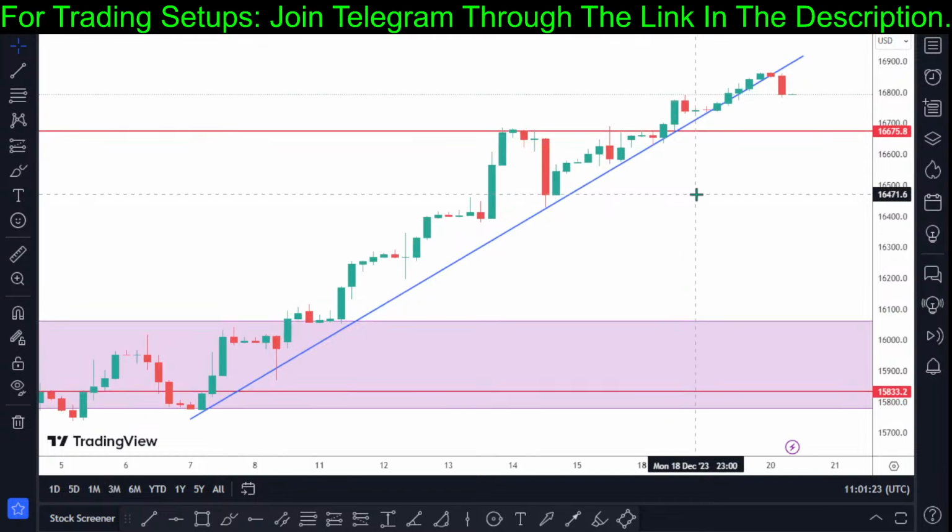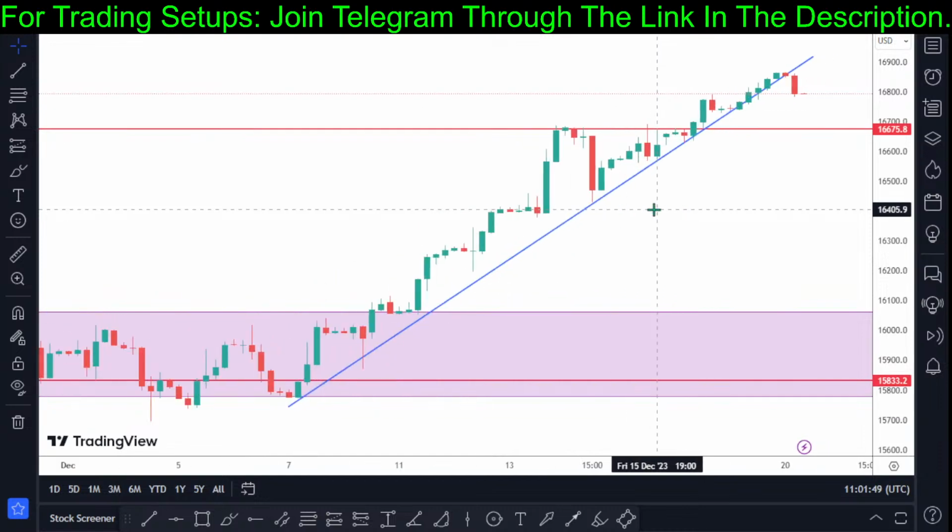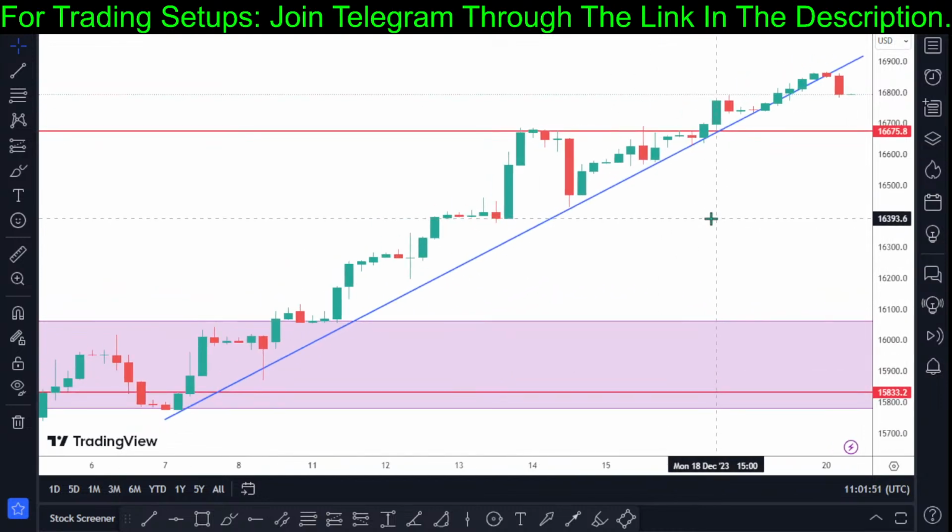Although there was an ascending triangle formation right here, you can see that we had this ascending triangle formation, and price broke out. You can see that price is currently making a pullback. So based on what I have right here, this is not the kind of pattern I like to trade.